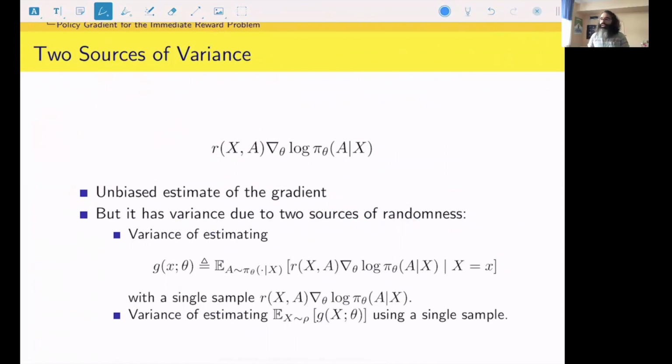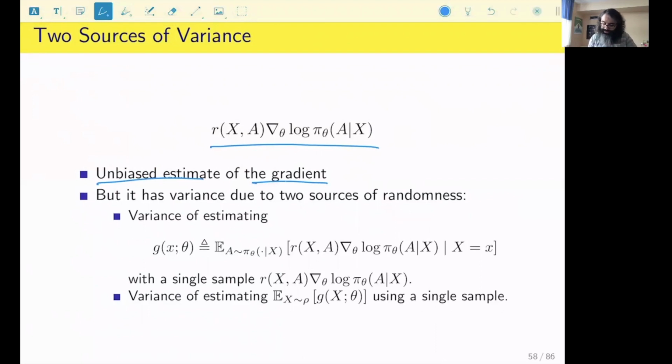Okay, so that's good. But if you use this random variable, we have some sources of bias or variance. This is an unbiased estimate of the gradients if x and a are distributed the way I explained, but it has a variance due to two sources. I define this function g of x and theta, which is essentially the expectation of this quantity at a particular state x. The randomness here is only coming from A, so we are marginalizing the randomness over A. Then we have a function of x and theta, which you can interpret as the contribution to the policy gradient coming from state x.